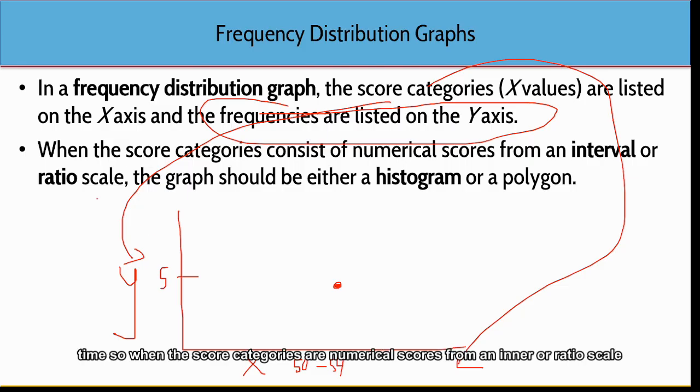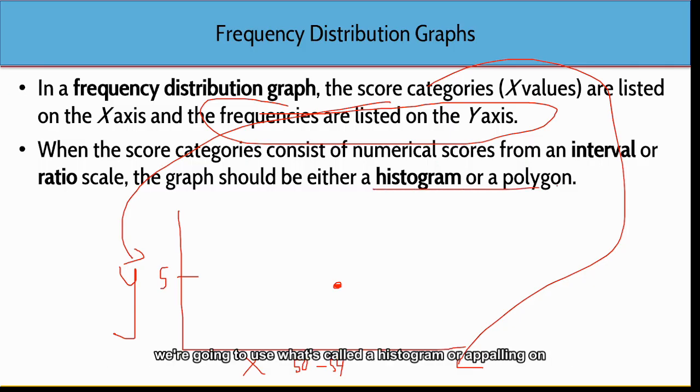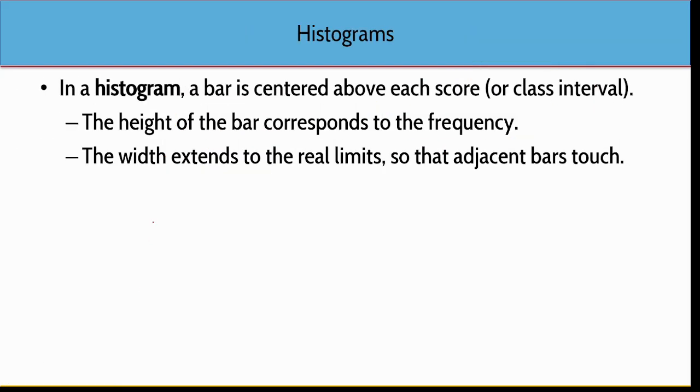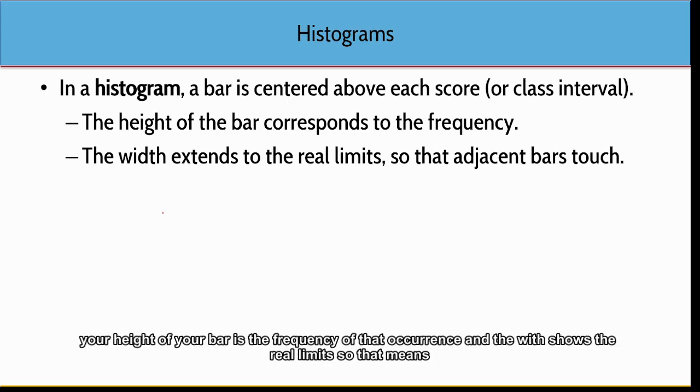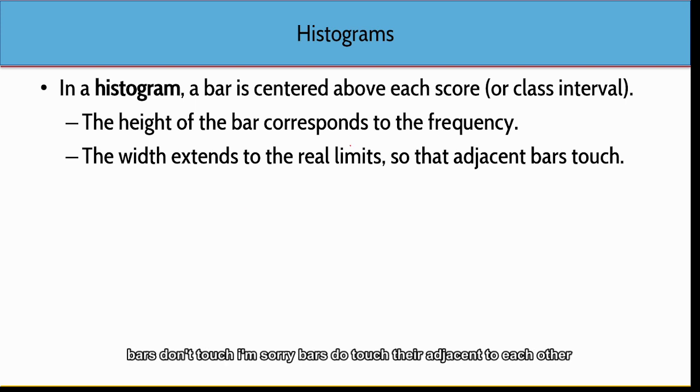Okay, so when the score categories are numerical scores from an interval or a ratio scale, we're going to use what's called a histogram or a polygon when we visualize these data. So in a histogram, you have a form of a bar graph, and a bar is going to be centered directly above each score or class interval. The height of your bar is the frequency of that occurrence, and the width shows the real limits. So that means bars don't touch. I'm sorry, bars do touch. They're adjacent to each other. If they're next to each other, they're going to touch each other.